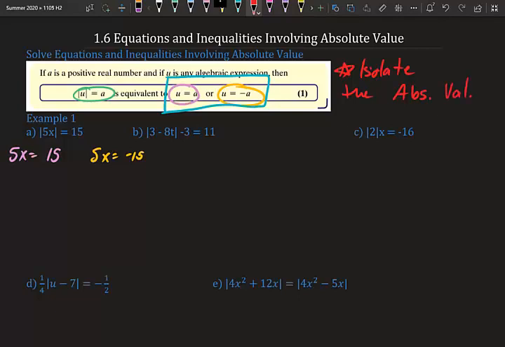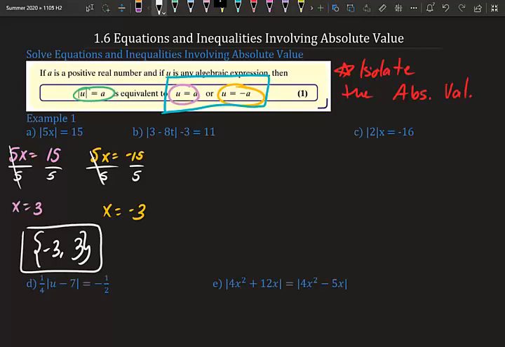So absolute value, you need to get it by itself. So here, the absolute value, there's nothing to the left or right of it, so it is by itself. Now we're just going to solve. So we solve like we solve anything else. We're going to divide by 5. And when we do, we get x equals 3. And then same thing here, we're going to divide by 5. So we get x equals negative 3. And that is our solution. We got negative 3 and positive 3.